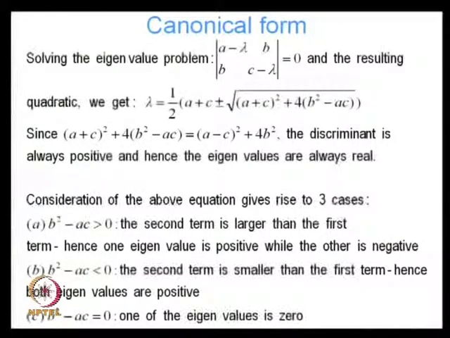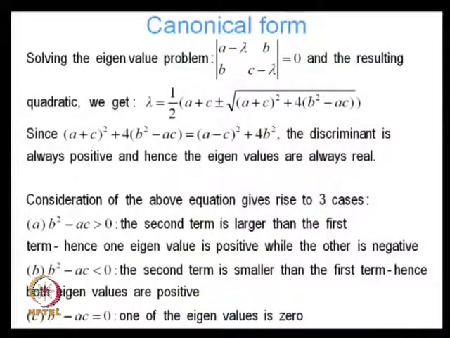If b square minus ac is negative, the second term is smaller than the first term. In that case, we are guaranteed that both our eigenvalues are going to be positive. While if b square minus ac is equal to 0, we are sure that one of the eigenvalues is going to be 0, because a plus c minus a plus c gives me 0, and a plus c plus a plus c is going to be the positive eigenvalue. Each of these cases corresponds to a canonical form for the second order linear partial differential equation.